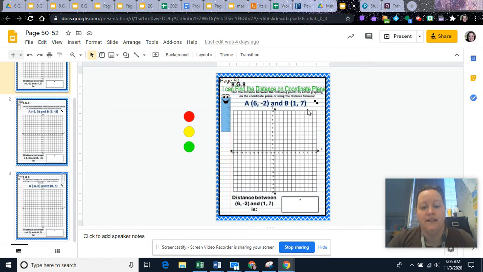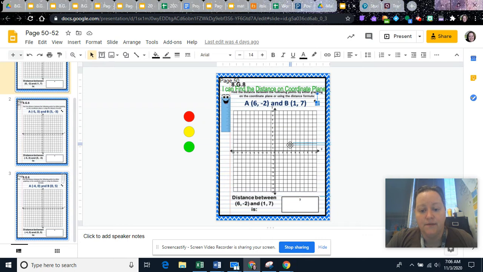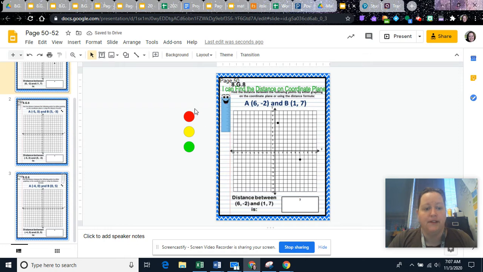If I had a point at 6, -2, so I'm going to take one of my points, I'm going to go here to 6, -2, and then drop the point there. So again, it's +6, so I went right 6, and then down 2 because it was a -2. And then this next one goes to 1, 7. Okay, so now I have these points right here.